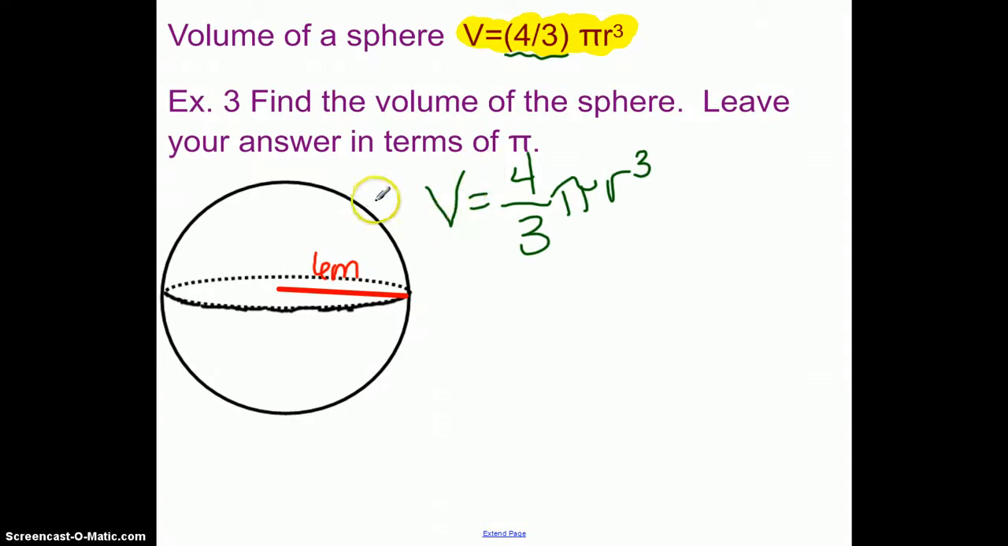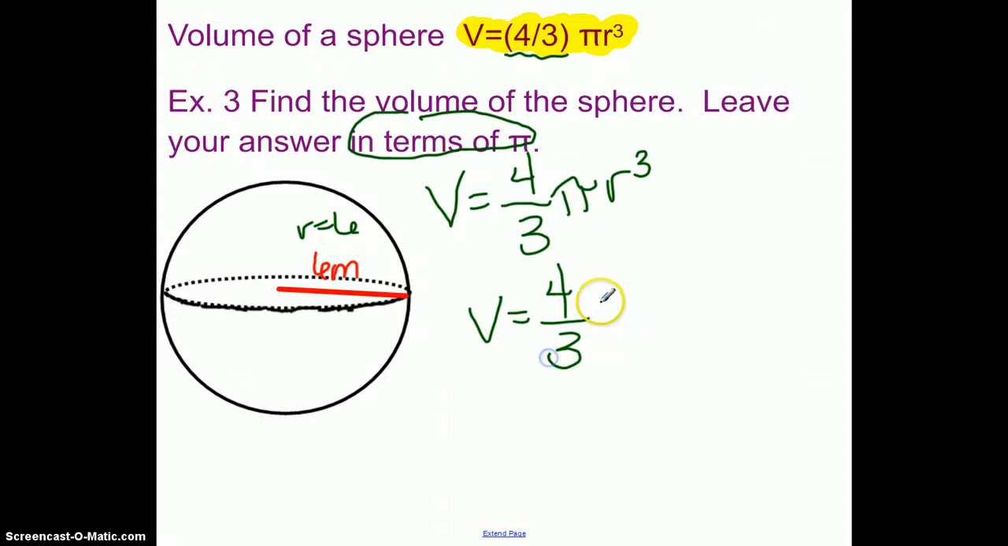So on this problem, on example number 3, it says find the volume of a sphere. Leave your answer in terms of pi. Okay, in this one I know that my radius was 6. So I'm actually going to plug in a 6 where the radius is at. Now remember, if this is in terms of pi, this is going to go in my calculator, and this is going to go into my calculator.